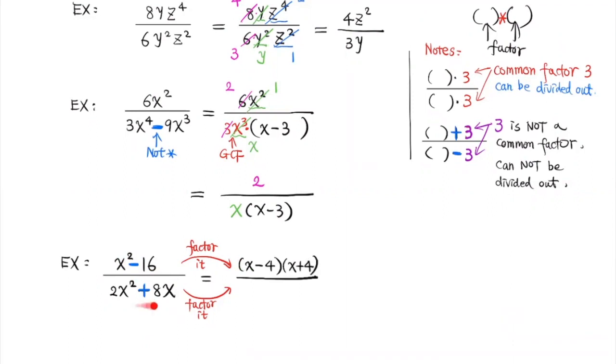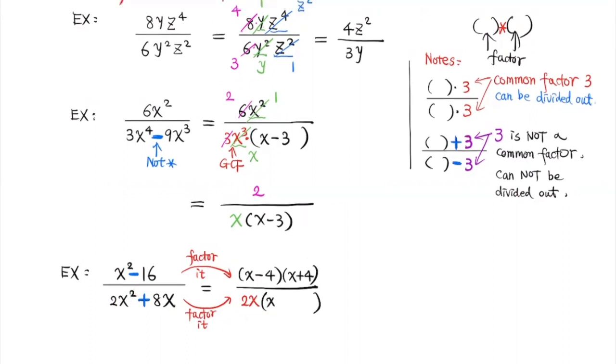Now, for the denominator over here, the first step in factoring is to take out the greatest common factor. So we're going to take out the greatest common factor here, which is 2x. Now, to figure out what to put in the parentheses, you can use division. 2x squared divided by 2x, we get x. And then plus 8x divided by 2x, we get 4.